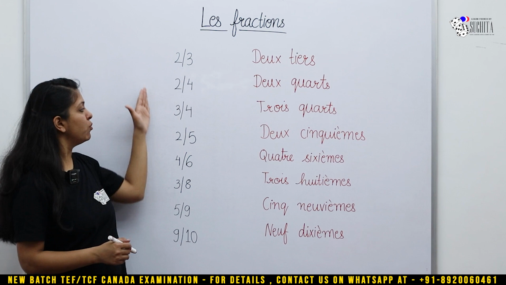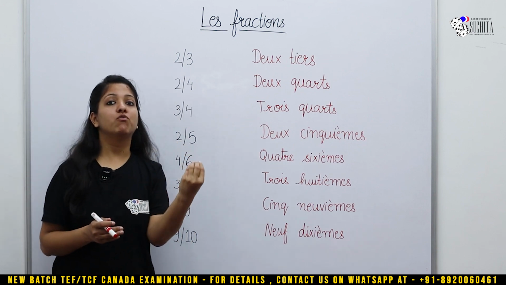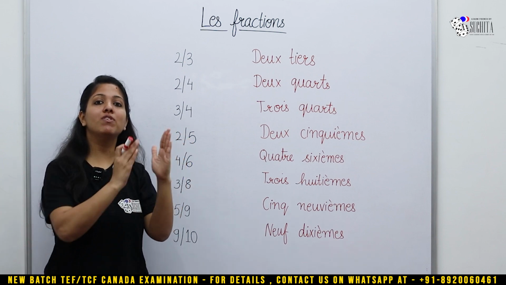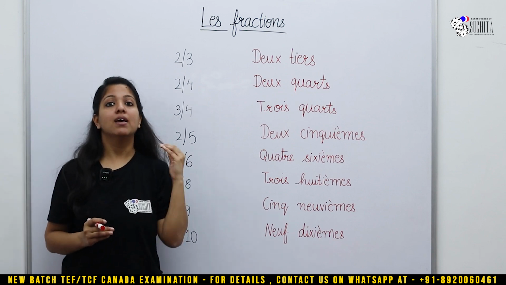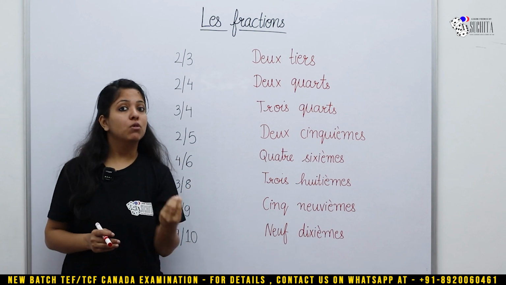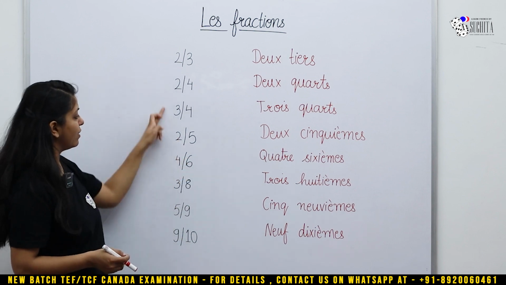Now, let's do a few more fractions. Here, in the previous slide, we just did 1/4, 1/6, 1/7. So it was always 1, as in the numerator was always 1. Okay? So therefore, it was un quart, un tiers, un demi, or un sixième. It was always un.